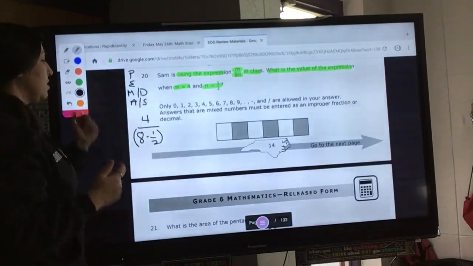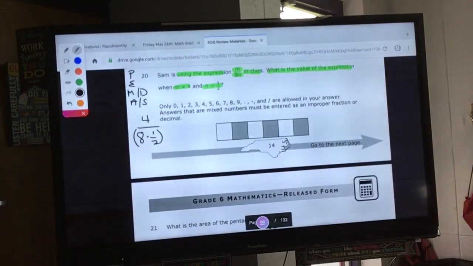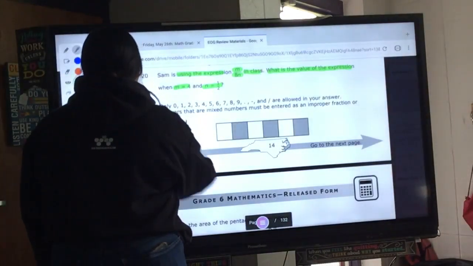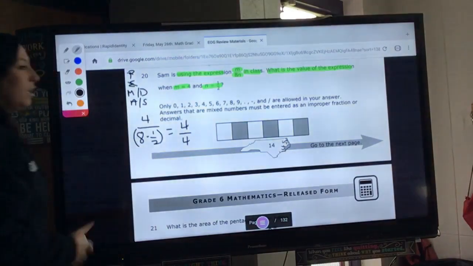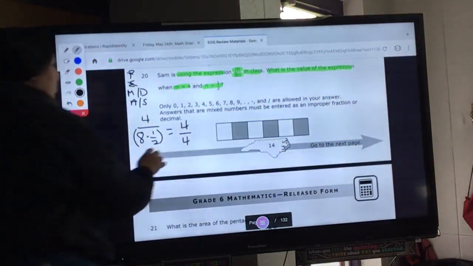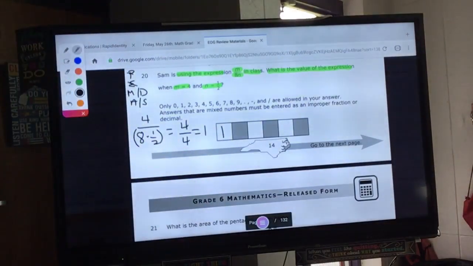I'm looking for parentheses first, so I'm going to do 8 times half. What is 8 times half? Ronnie? 4. So then this becomes 4 divided by 4. And what's 4 divided by 4? Emma, 1. That's your answer. Sometimes, guys, it's not that hard.